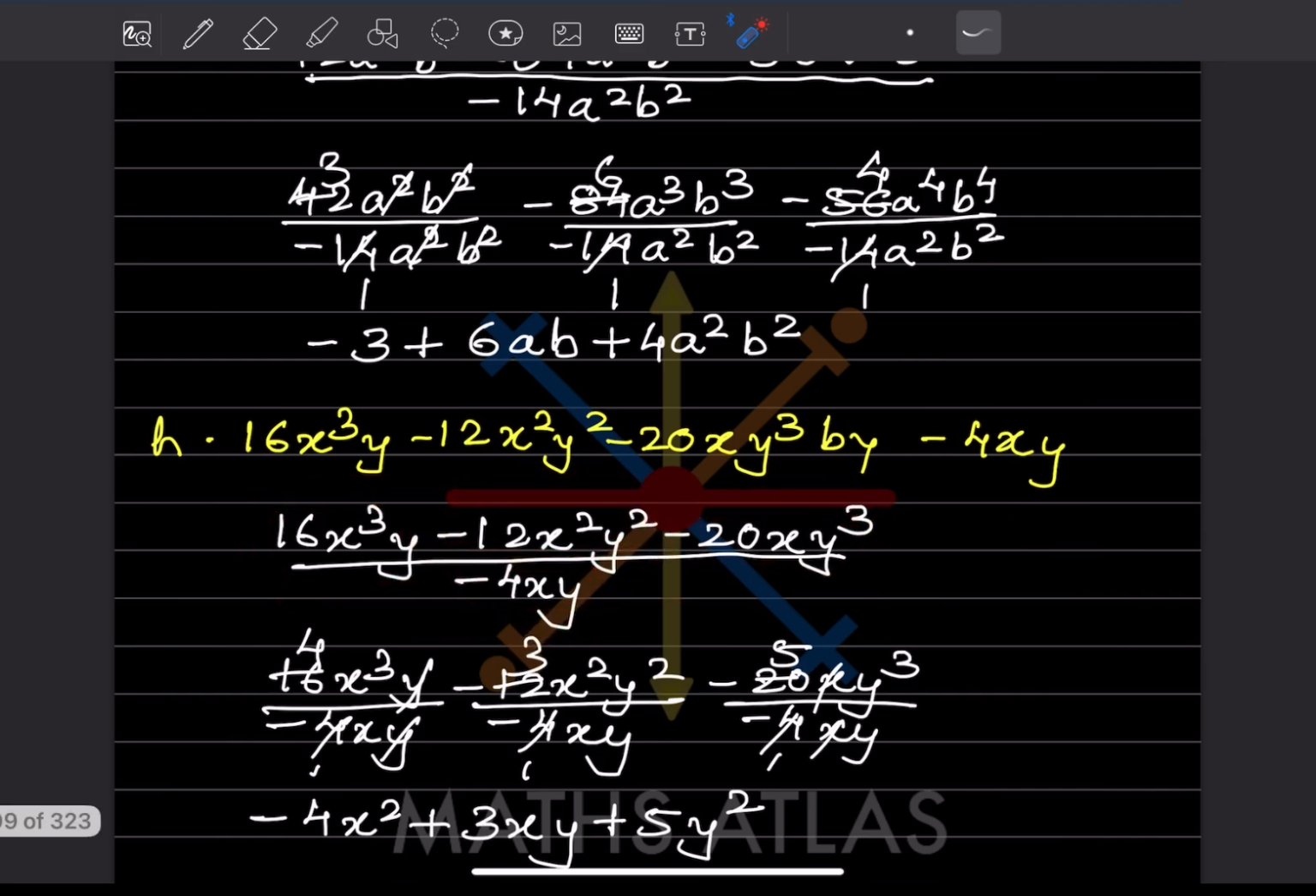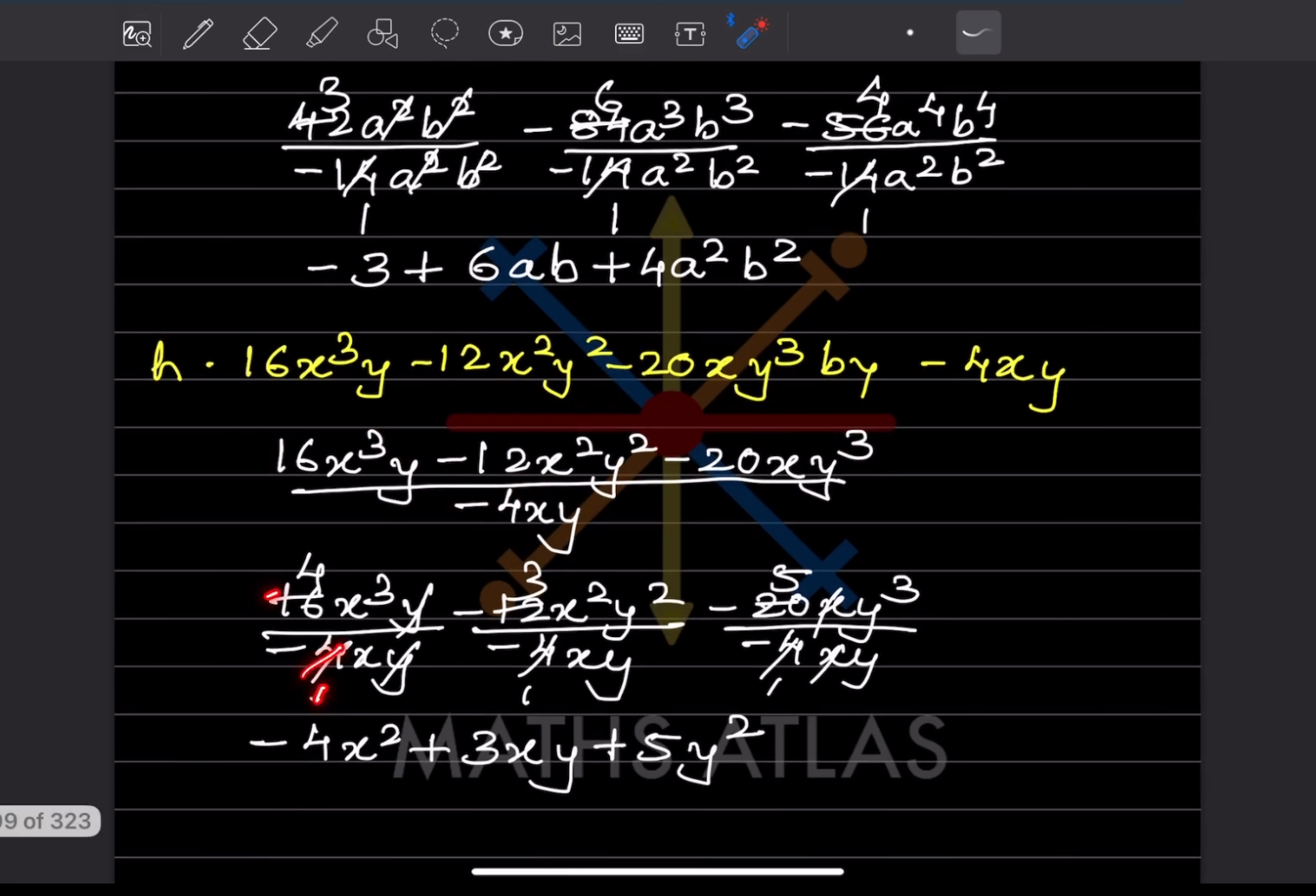So this will be this way. 4 ones are, 4 fours are. So this will be plus divided by minus, that is going to be minus. So 4, this and this gets cancelled out. This is going to be x square. Minus divided by minus, that is going to be plus. 4 ones are 4 threes are.